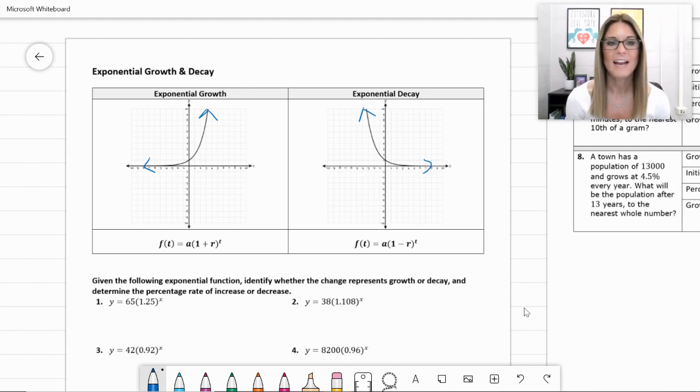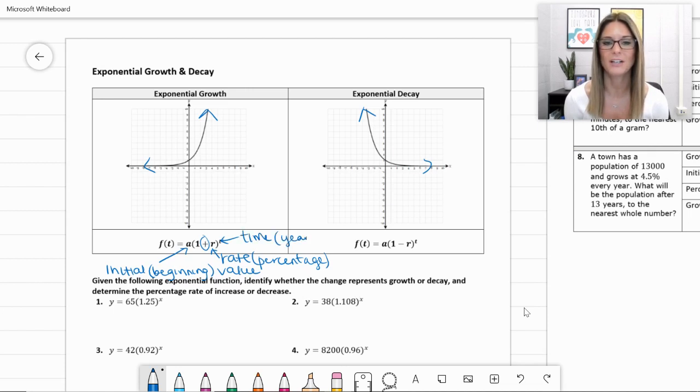Now, we have two different formulas for growth and decay, but they are almost identical. Let's take a look at exponential growth first. We have f of t equals a. Now this a value is going to be our initial or beginning value. So whatever number we start with, that's going to be in the place of a. Then it's times 1 plus r, and r is our rate, where we will use our percentage, raised to the t. Now, these are exponential functions, so they do have a variable that is the exponent, and t stands for time, often in years.